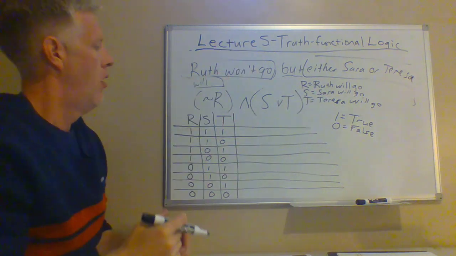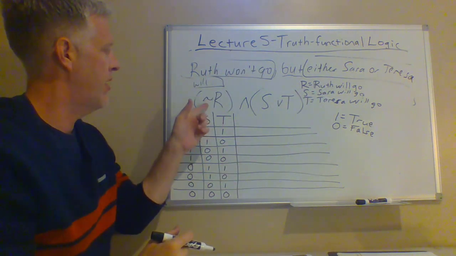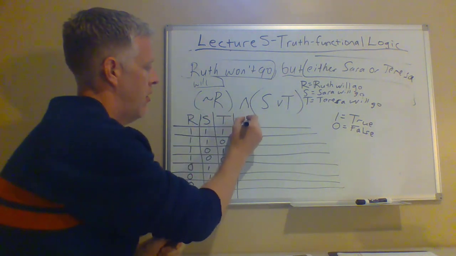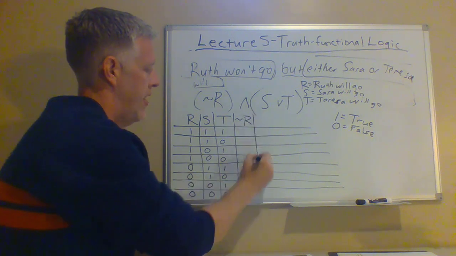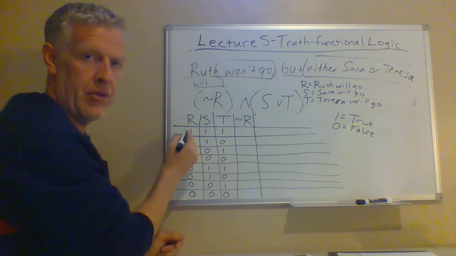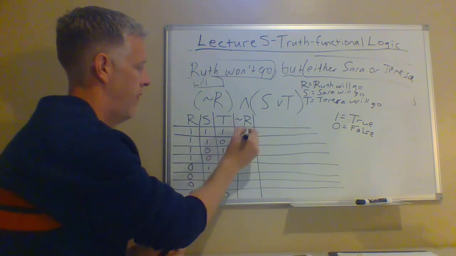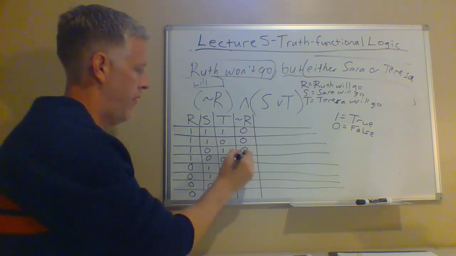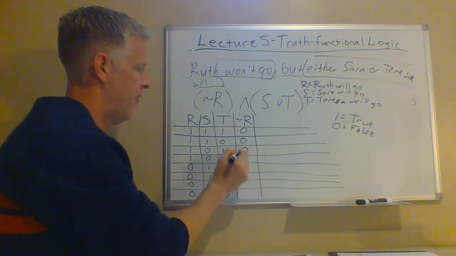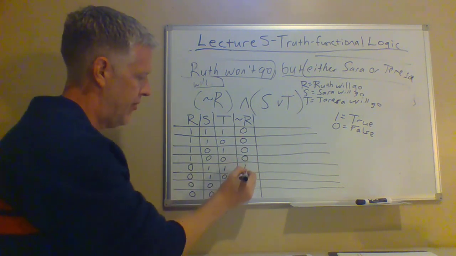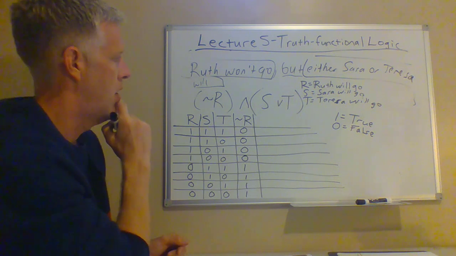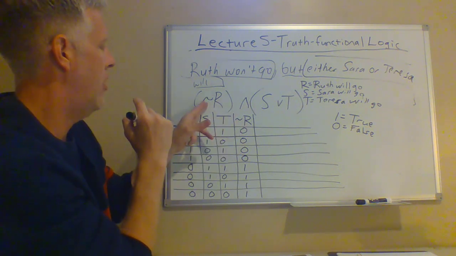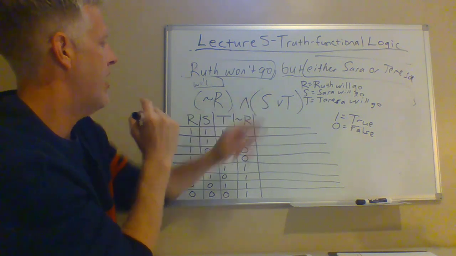Okay, so what do we need here? First, let's try to get that left conjunct. So that's a negation, which is actually pretty easy. We'll just do this. It's not the case that R, it's just the opposite truth value of R, right, as we've learned. So R is true for the first four, so not the case that R is going to be false for the first four, and then it's just the opposite. Okay? So now we've got the left conjunct, but we need the right conjunct.